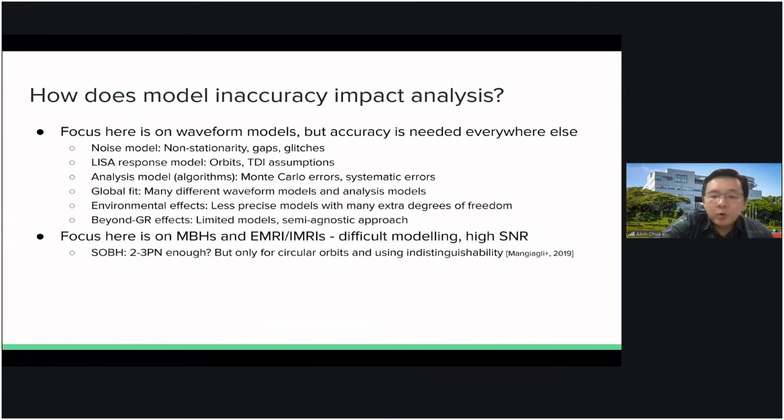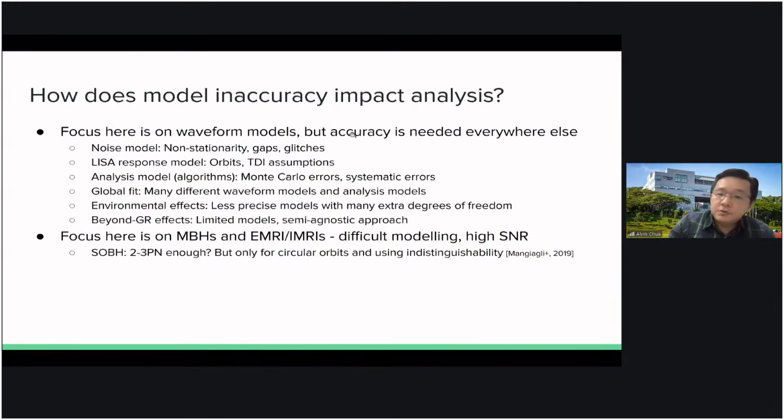a few more words. So far, I've been focusing only on waveform models, describing sources that use purely general relativity, and also these are isolated sources. However, accuracy is important everywhere else in the analysis, as you will see over the course of the symposium. There are many pieces that go into the whole analysis. For example, LISA noise is not stationary and Gaussian, so we must account for non-stationarity and also gaps and glitches in the data.